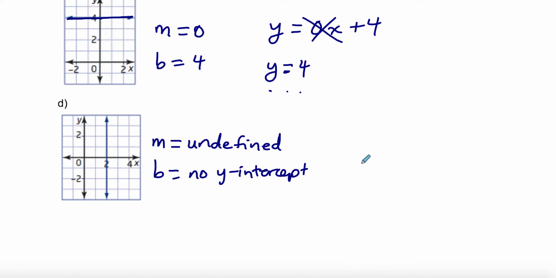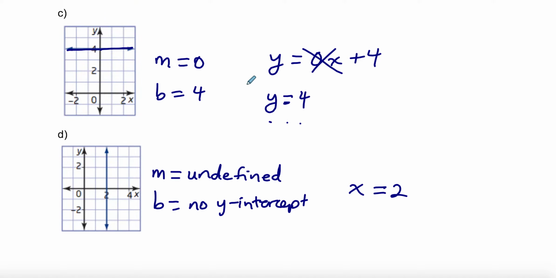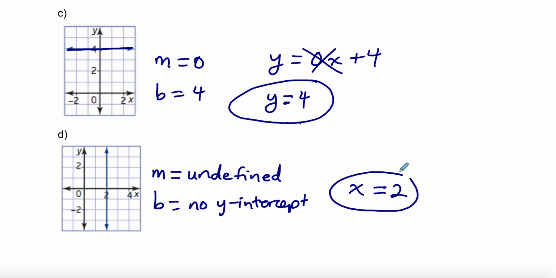So vertical lines are always going to look the same. They're going to look like x equals 2. Because if you think about this line here, x is always 2. No matter where you go, up higher, down lower, x is always 2. So vertical and horizontal lines have their own special equation. Horizontal lines are just y equals the number. Vertical lines are always just x equals the number.